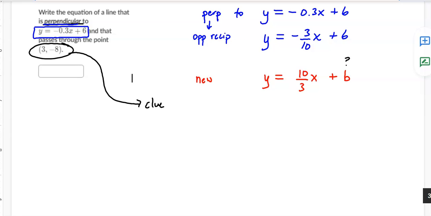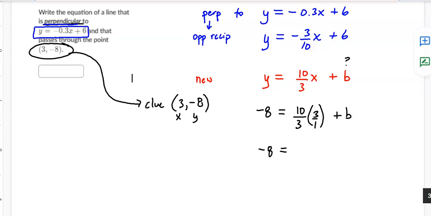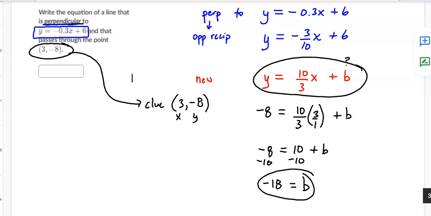My clue is that we have to go through (3, -8). So they're giving me, again, an x and a y to plug in. Let's plug my y in and my x in, and we should be able to solve for b. I get -8 equals 10 times 3 over 3, which is just 10, plus b. Subtract 10 from both sides, and I get b equals -18. So now I know what the b is and can plug it in. The final answer is y equals 10/3 x minus 18.